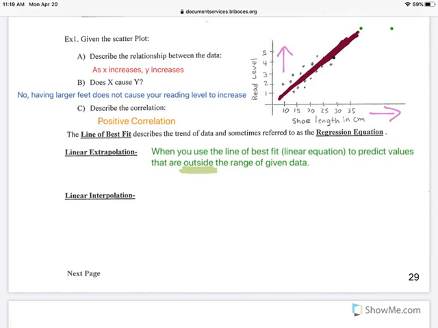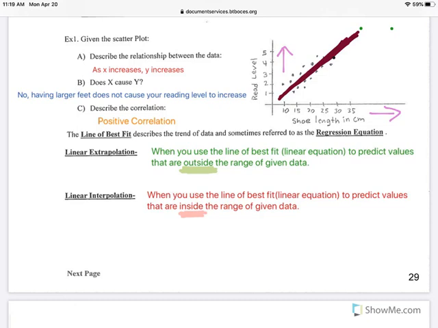Now, for linear interpolation, think inter, inside, kind of correlates. This is the opposite. This is when you use the line of best fit to predict values that are inside the range of data. So again, the big difference here is extra is the outside part. So when you're looking at your data, any number that doesn't quite fit in between your lower and upper extremes would be in the outside range. Linear interpolation is when you're predicting things that are inside the range of data.